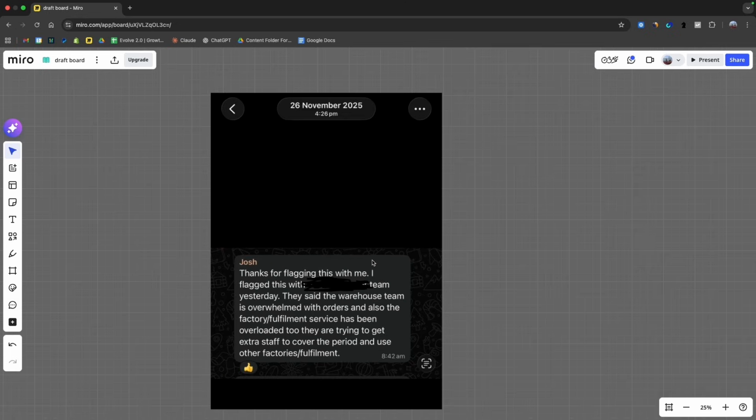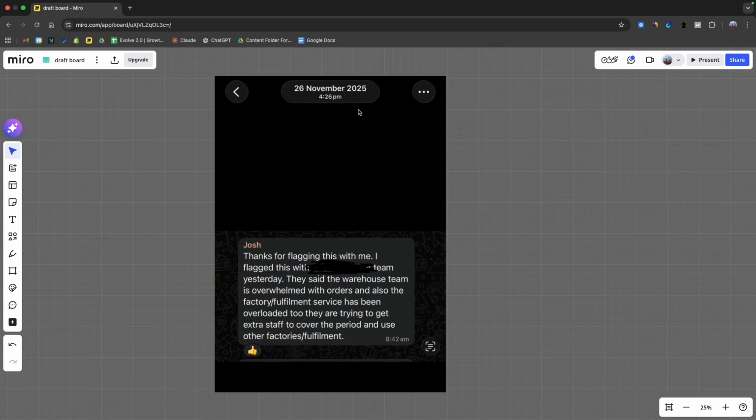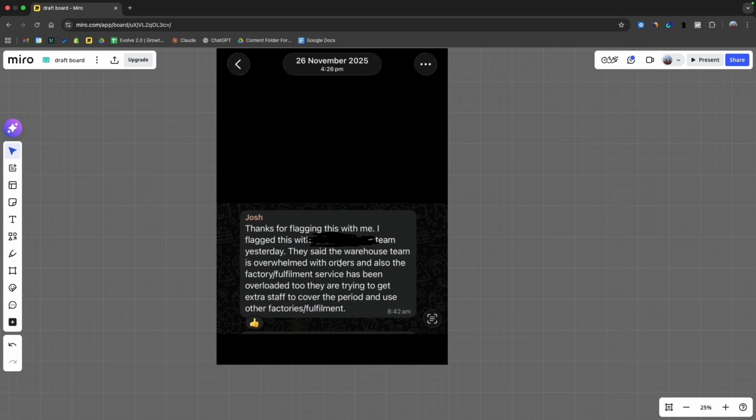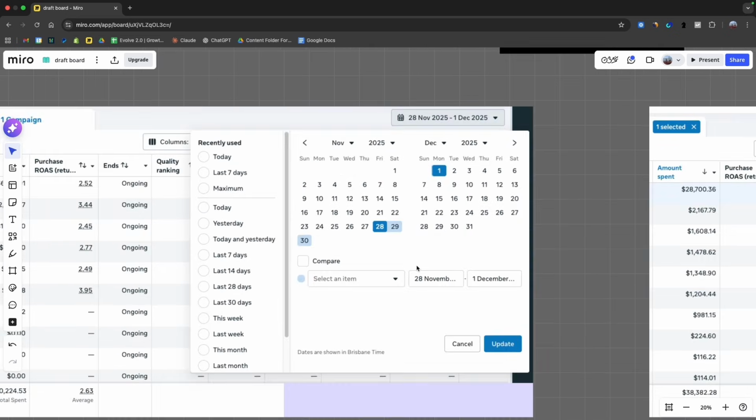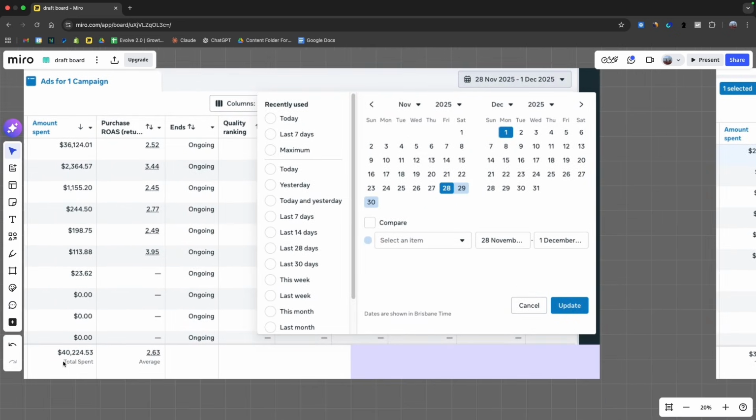We did have a couple of issues. You can see this was a screenshot from the 26th. Because we scaled up so fast, this was a note from the factory. They're so overwhelmed. So we didn't have an absolutely insane Black Friday, but we still scaled up to about 10K a day in spend, 2.63 ROAS and 40K spend.